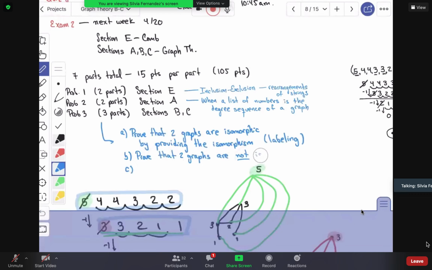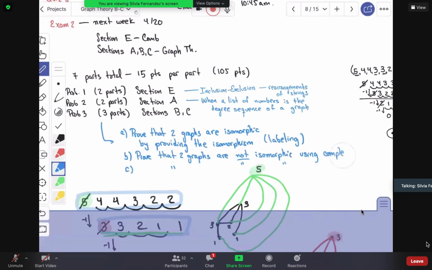So not isomorphic. For both parts, it's the same. But in one of them, I don't remember which one's which, I'm not sure if B and C are reversed, okay? So read the exam carefully. But one of them is using complements.